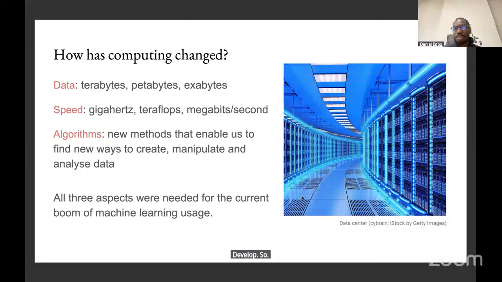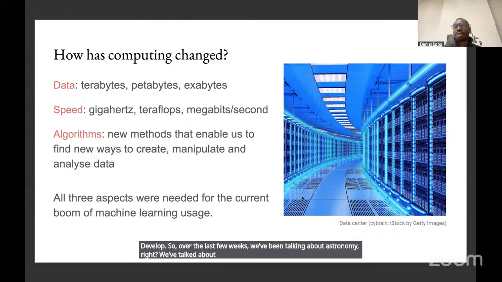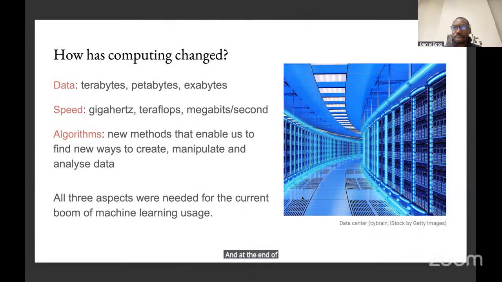Over the last few weeks, we've been talking about astronomy, right? We've talked about science, we've talked about programming, we've talked about analytics. And at the end of the day, we're now looking at insights. We're now looking at predictive analytics.